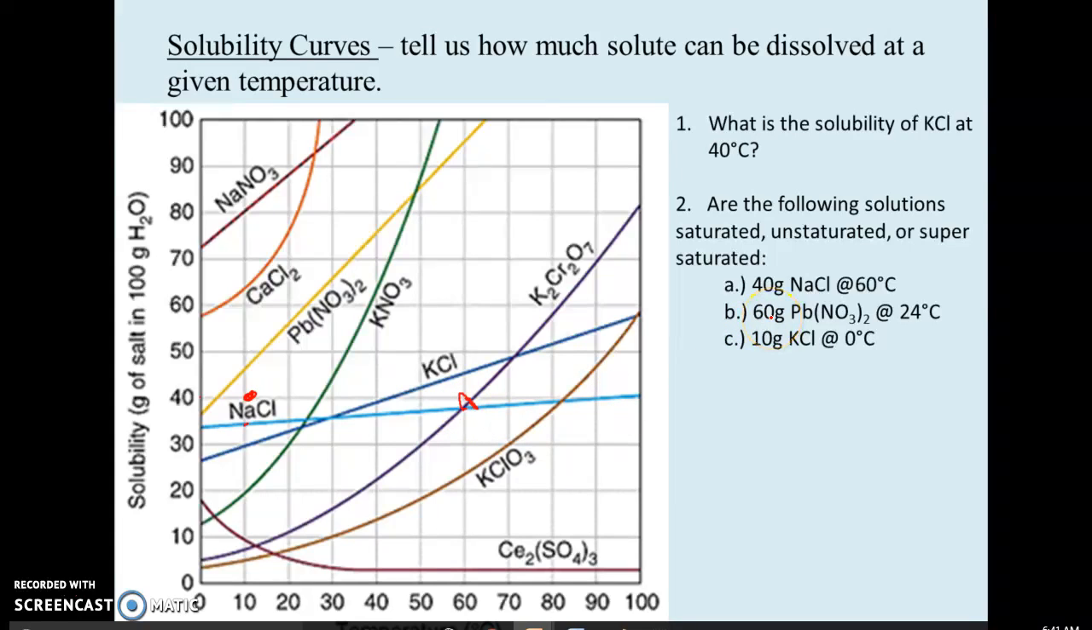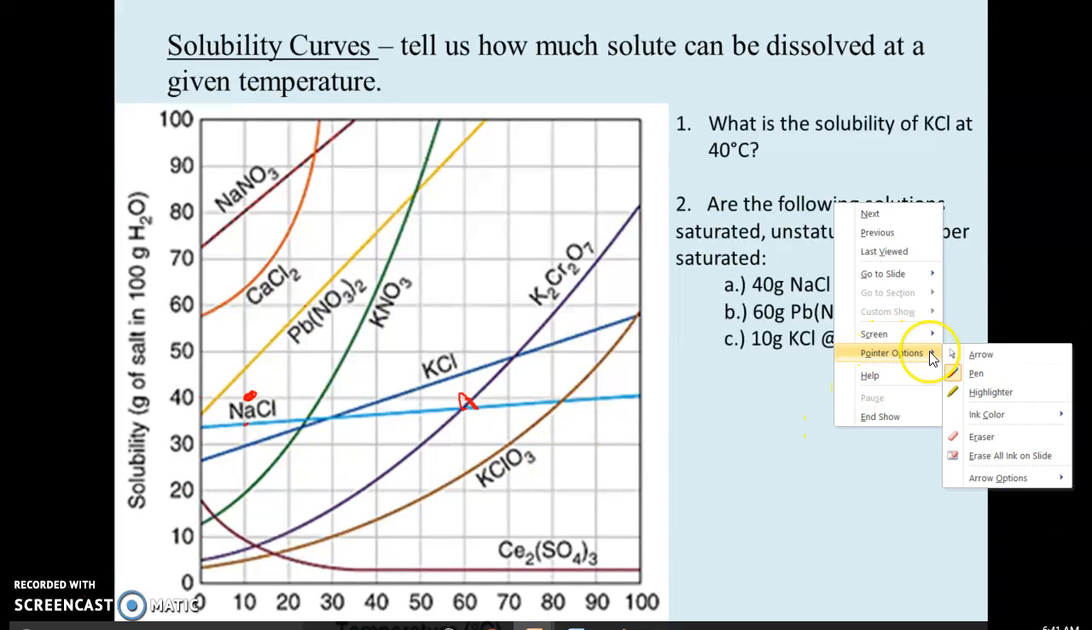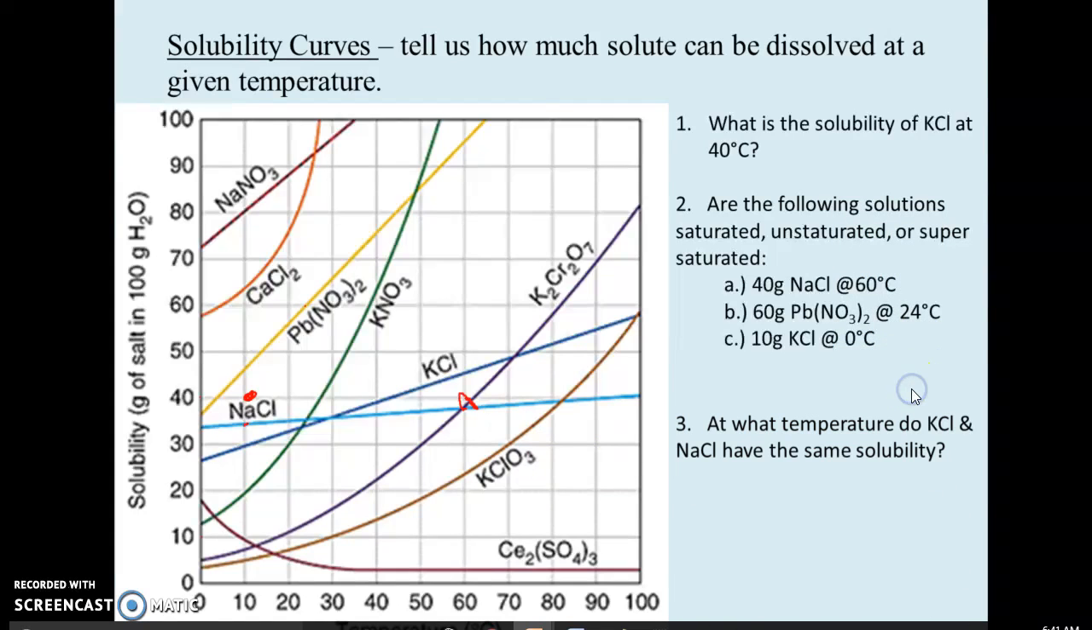Take a look, 60 grams of lead nitrate at 24 degrees Celsius. So 60 grams, 24, looks like it's right about on the line here. So if it's right on the line, then it's saturated. We're holding the max amount we could at that temperature. And then 10 grams at 0 degrees Celsius of KCl. And if we look, it would be right here. And that's way under the line, so that would be unsaturated. So that's how we use our solubility graphs to tell if something is saturated or unsaturated.